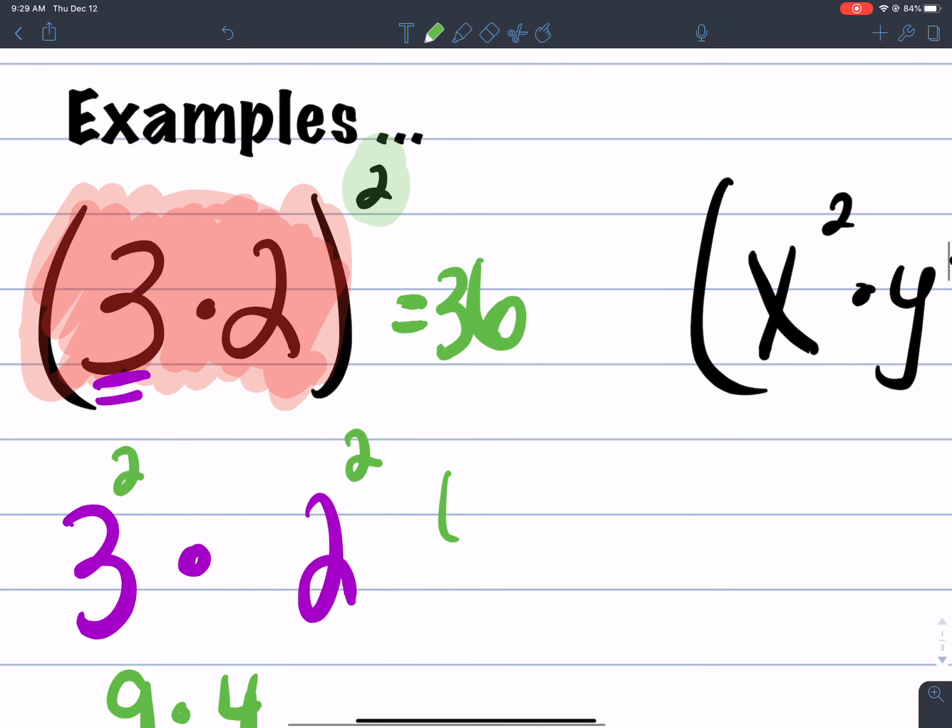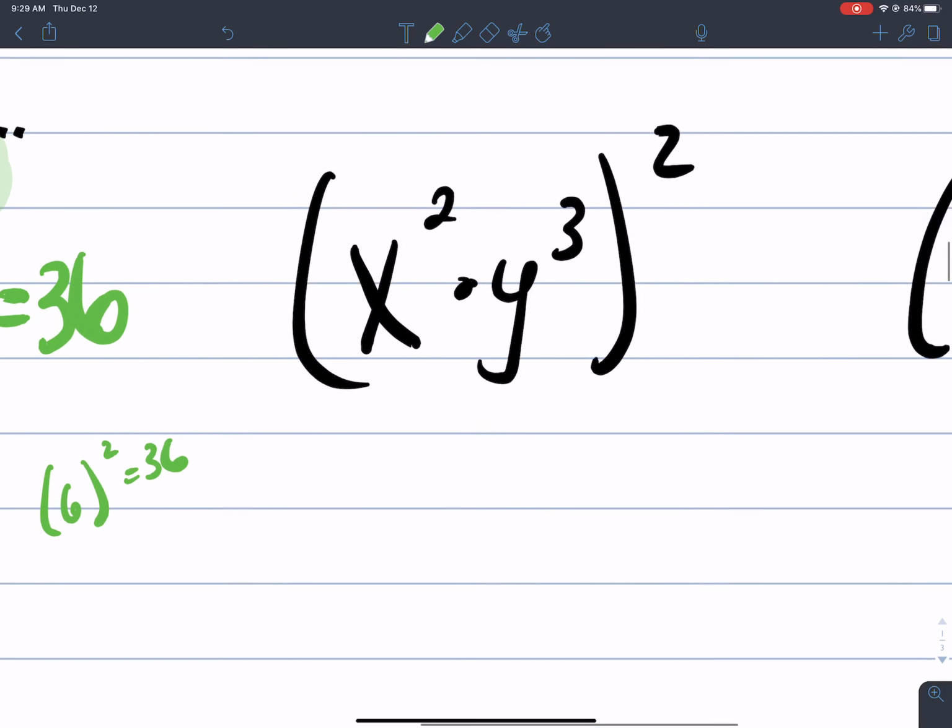So I'd simplify inside parentheses. 3 times 2 is 6. 6 squared we know is 36. So let's look at one that's a little bit harder.